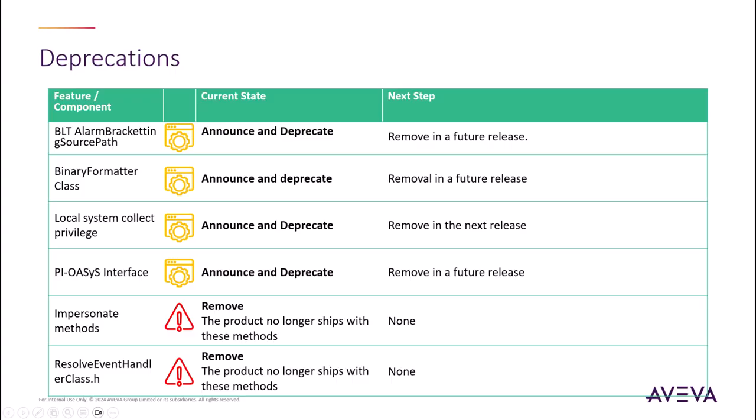A quick update on the deprecation in this release. The BLT alarm bracketing source path, binary formatter class, and local system collect privilege setting are being deprecated in this release and removed in a future release. The legacy PyOS interface is also being deprecated in favor of a new and redesigned agent for Pine Connect. The impersonate methods and resolve event handler class are removed.